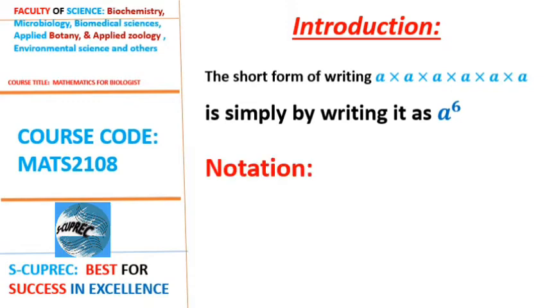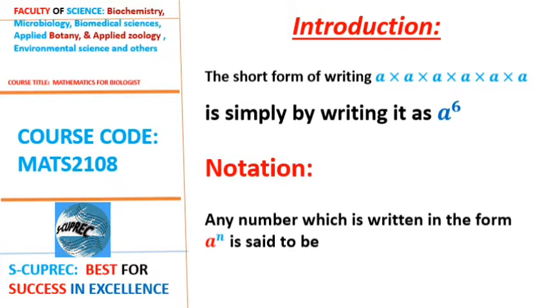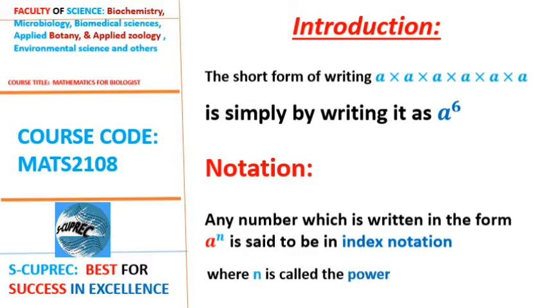Let's look at the concept of notation. Generally, any number which is written in the form a raised to the power n is said to be in index notation, or index form. Now, what do we need to know? We need to know that n is called the power, the index, or could also be called the exponent, while a is called the base. Take note of that. A is called the base.